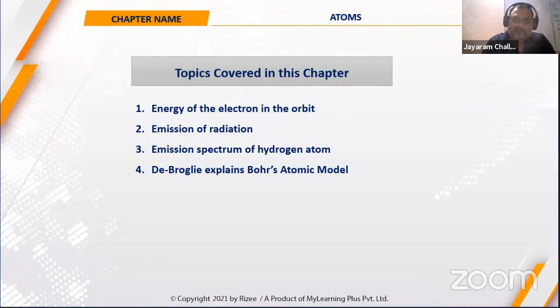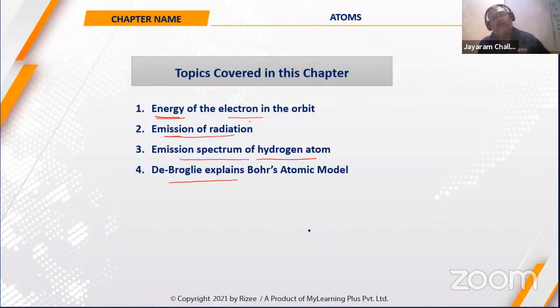So here we'll be discussing some of the important topics regarding the atoms. So what are these important chapter topics? One is the energy of an electron in an orbit and the emission radiation. That means whenever an electron jumps from a higher energy to a lower energy level, it's going to release some energy. And the emission spectrum of hydrogen atoms. So this is the one. Another one is de Broglie's explanation. So these are the three major important topics that we'll be discussing here today.